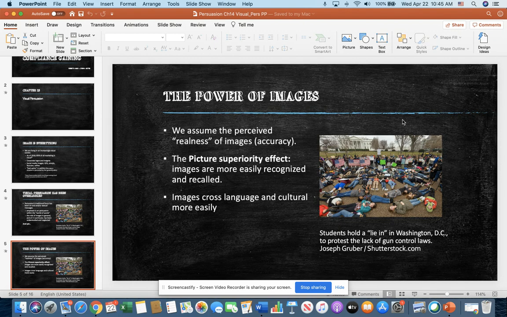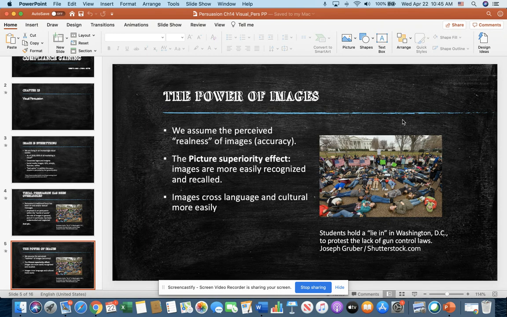We assume the perceived realness of images. In other words, we kind of assume that if we see a picture of something, that is an accurate picture of reality. In fact, probably more so than words, because words can be changed, manipulated, abused, misused, etc. But when you have a picture of something, you've got the real deal, and they're going to try to impress that on us. That is not at all true. It is an assumption on our part.